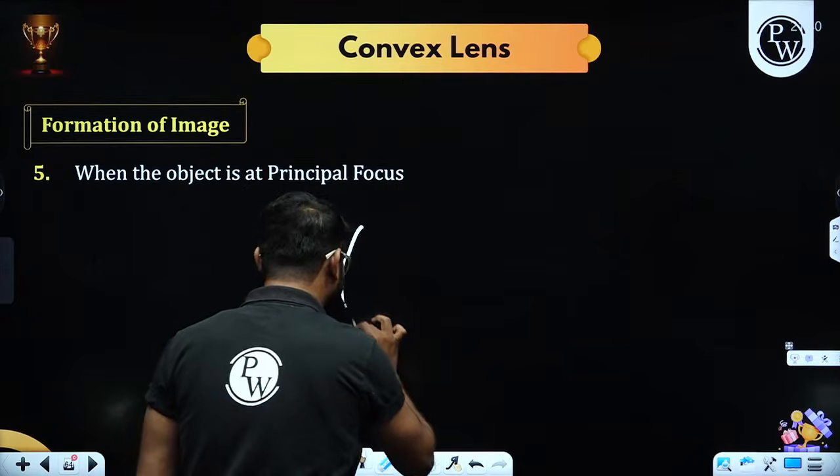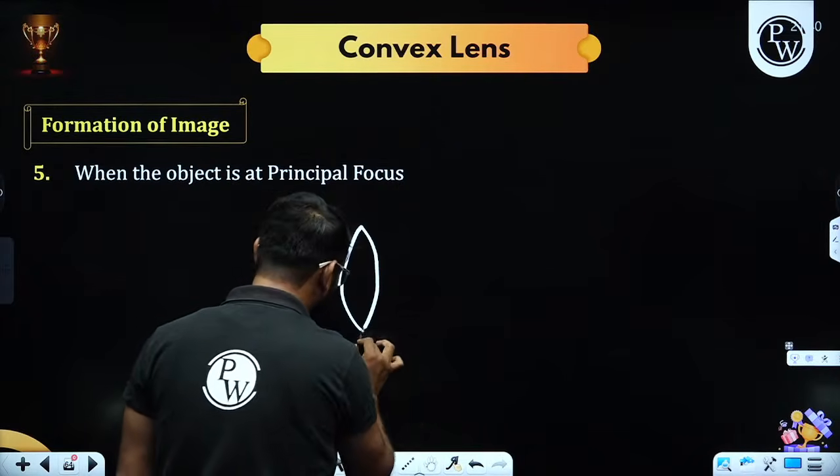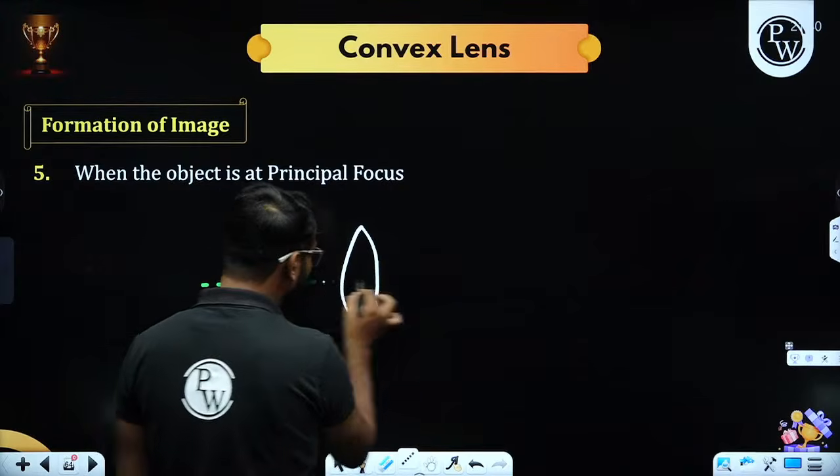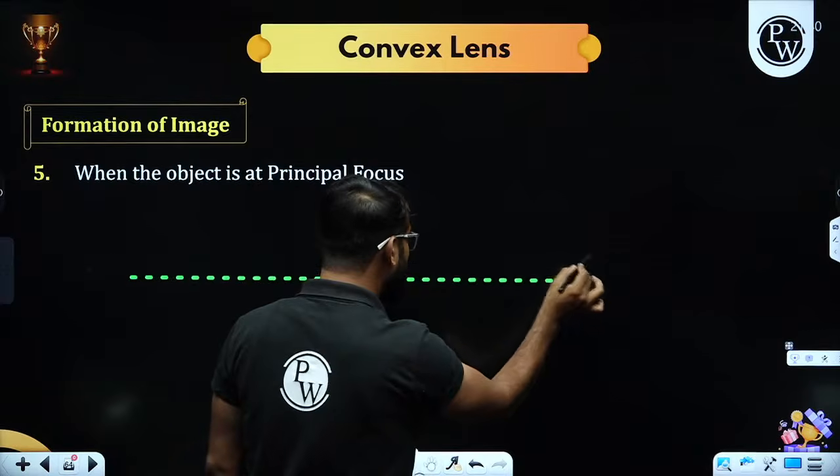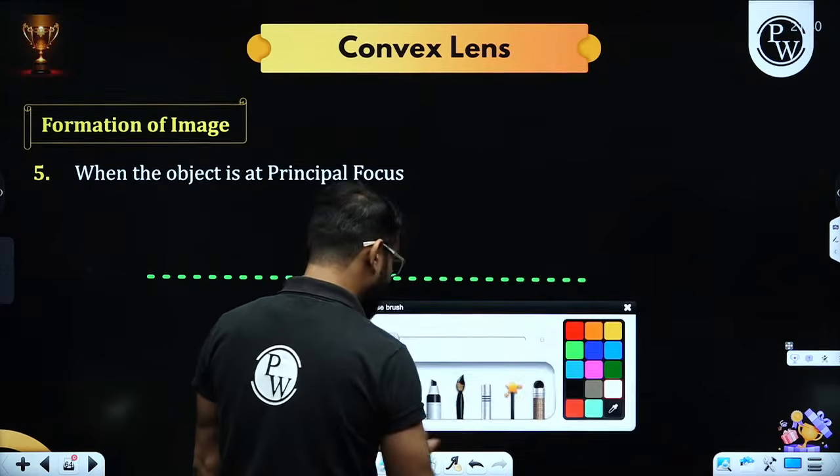According to the new NCERT, sir, the image will not form. Yes or no? This is what is going to happen.